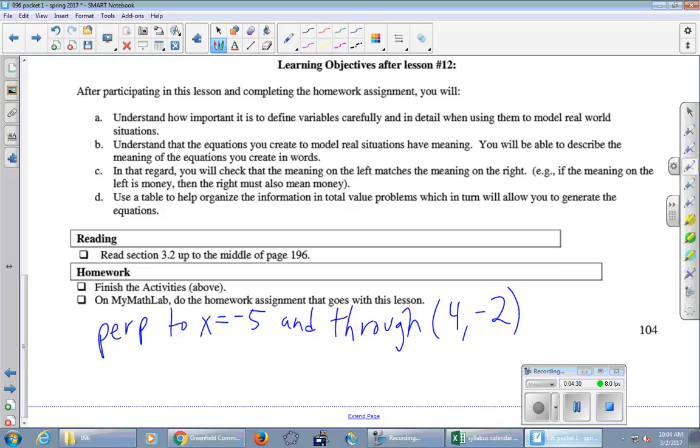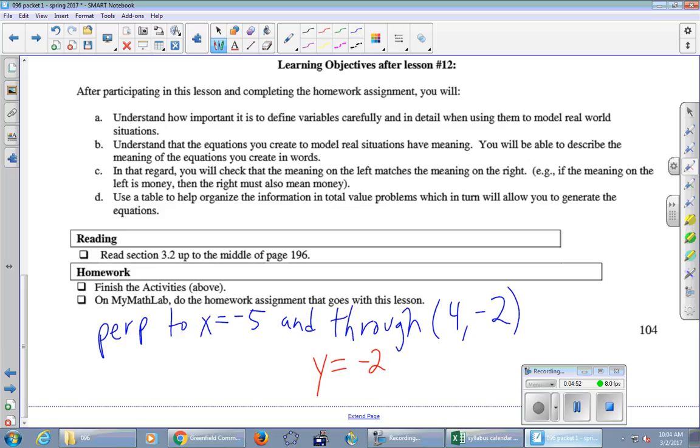And every horizontal line has a special equation. It's y equals some number. So my answer to this question is going to be y equals some number because it's horizontal. And all I need to figure out is how much y is equal to at this point. What is it? -2. So that's the answer to this question.